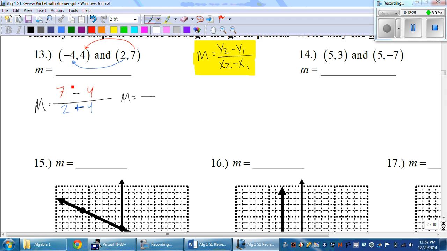Okay, so on the top, 7 minus 4 is 3. And on the bottom, 2 plus 4 is 6. And now we have to have a reduced fraction. So I can divide both the top and bottom by 3, and then we get 1/2. So what's our slope? Our slope is 1/2.